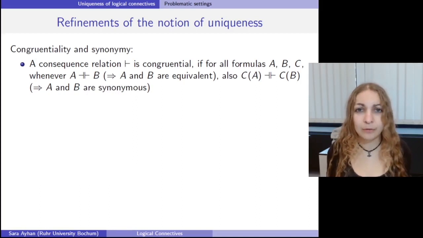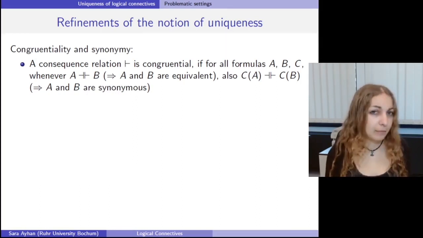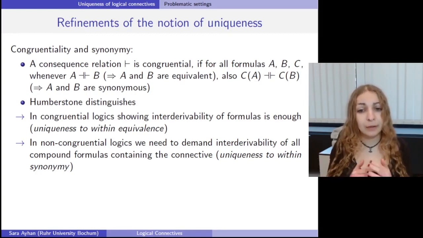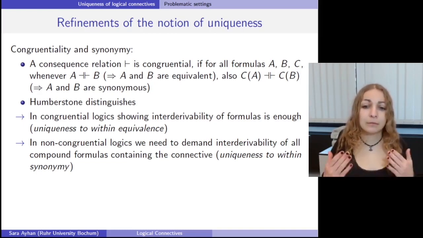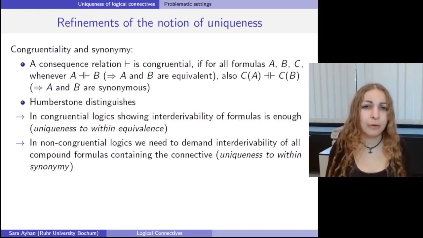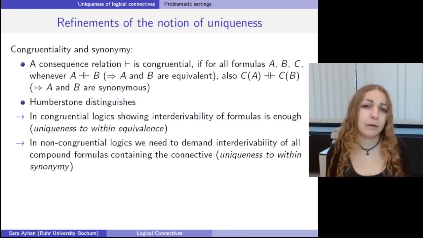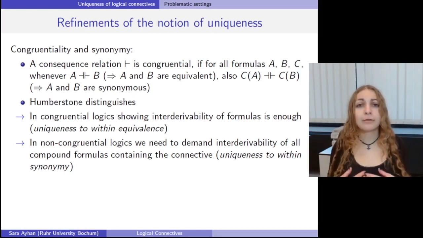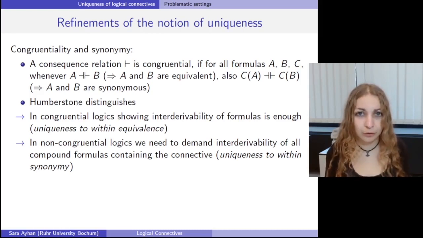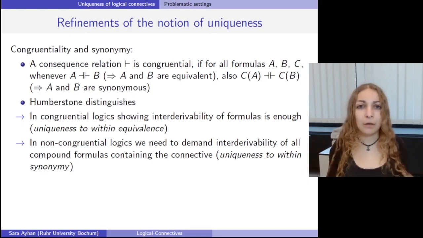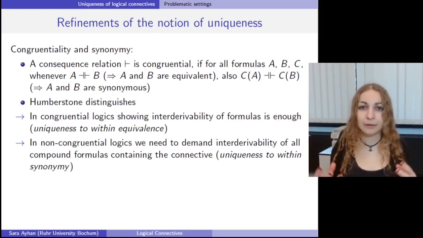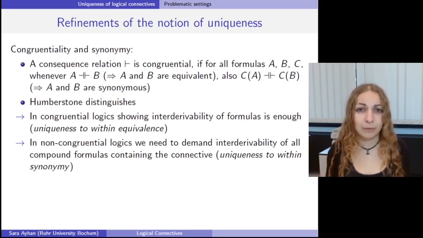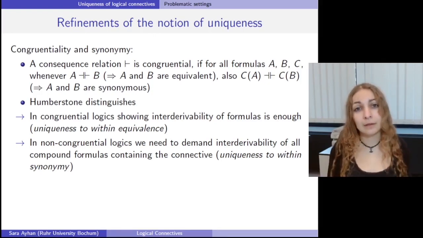And this is important for uniqueness because, as Humberstone emphasizes, or he makes this distinction, he says, okay, in congruential logics, it is enough to show this uniqueness to within equivalence, or to show this interderivability of formulas. But in non-congruential logics, this is not enough. We have to show that the stronger notion also holds. So we have to show that all these compounds formed by this formula containing the connective and the copycat connective are interderivable. And then we can speak of uniqueness to within synonymy.